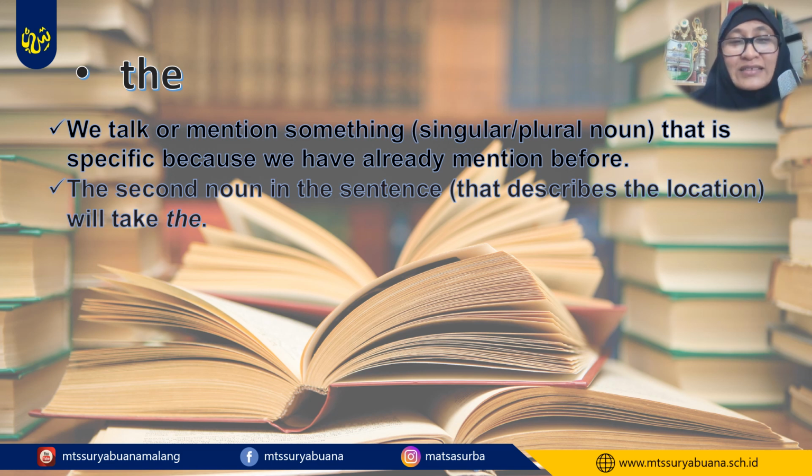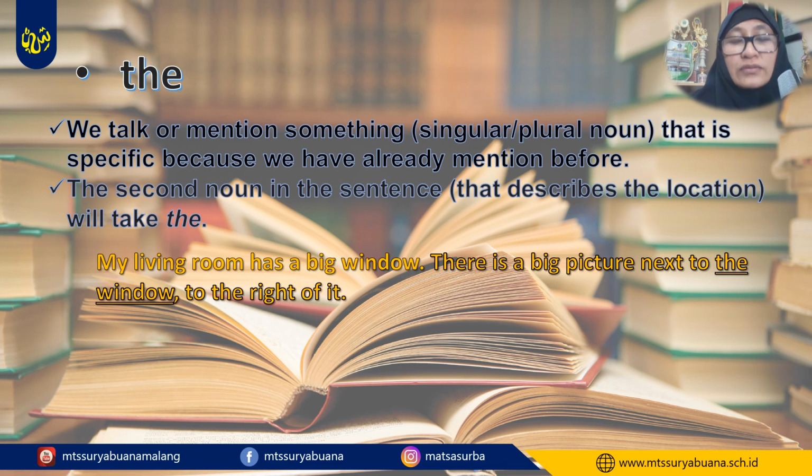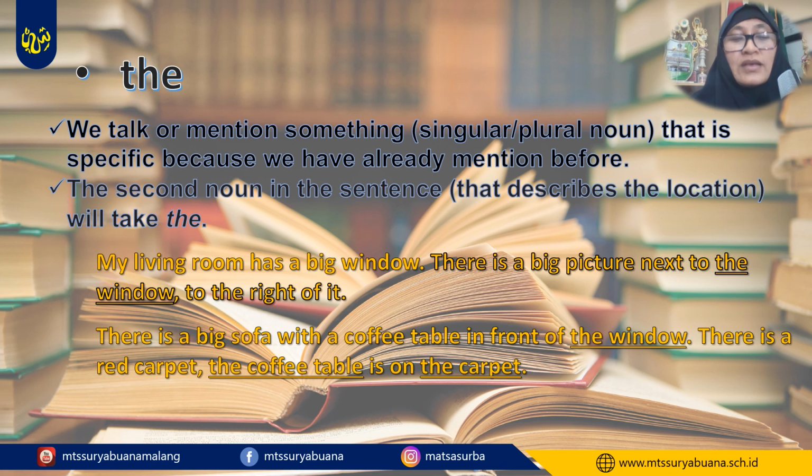Okay, now let's see the example once again. My living room has a big window. There is a big picture next to the window. It means that the window that we mean here is the same window as the one that we mentioned before. There is a big sofa with a coffee table in front of the window. There is a red carpet. The coffee table is on the carpet. Look, in front of the window here shows the location, right? And it is already stated before, so we use the.